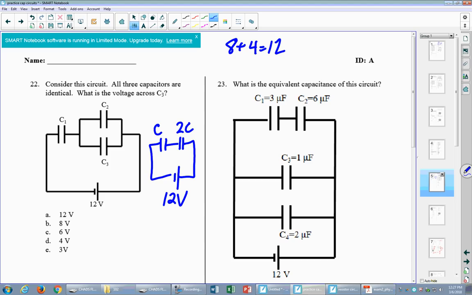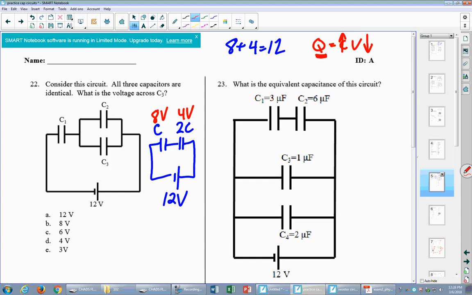So my 8 volts, the big voltage, will go to the big or small capacitor? The small one, right? So capacitors that are small have big voltages. Capacitors that are big have small voltages. So that's 8 volts, and then this is 4 volts. Let me remind you of why that is. Q is equal to CV. For capacitors in series, Q is constant. And so if C gets big, V gets small.